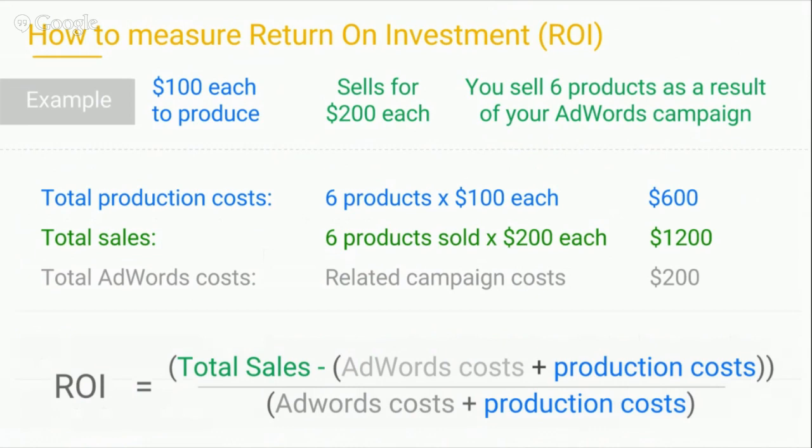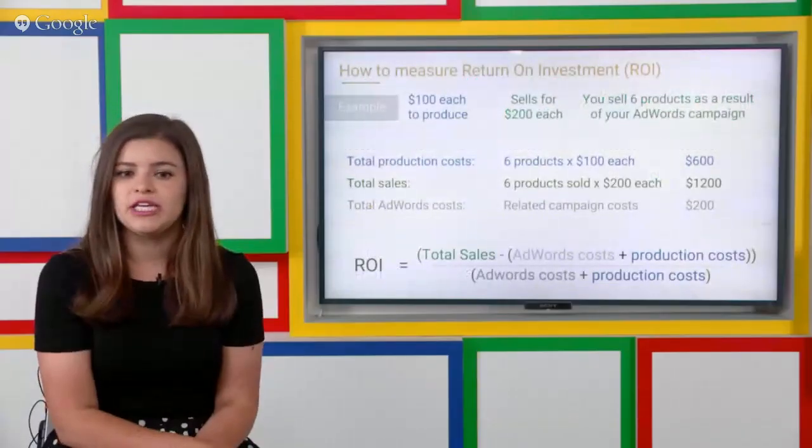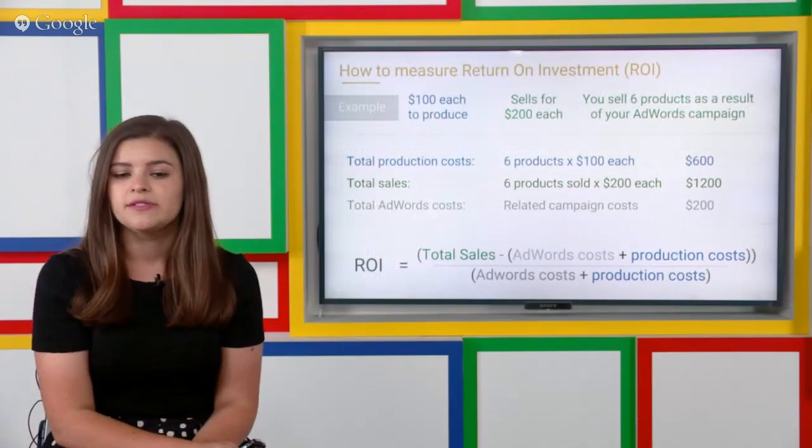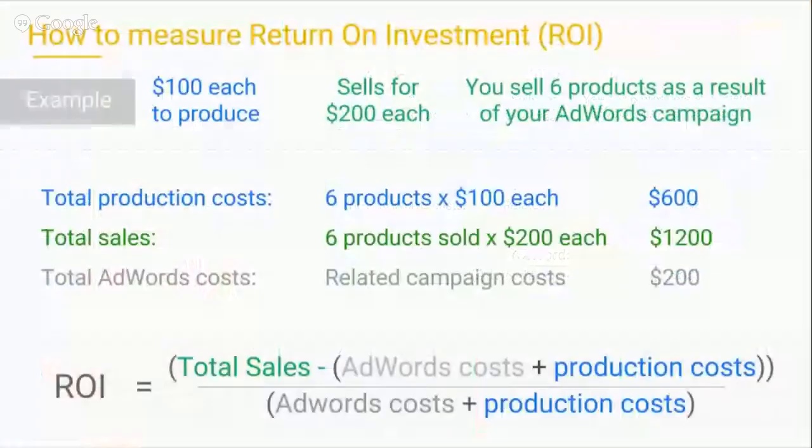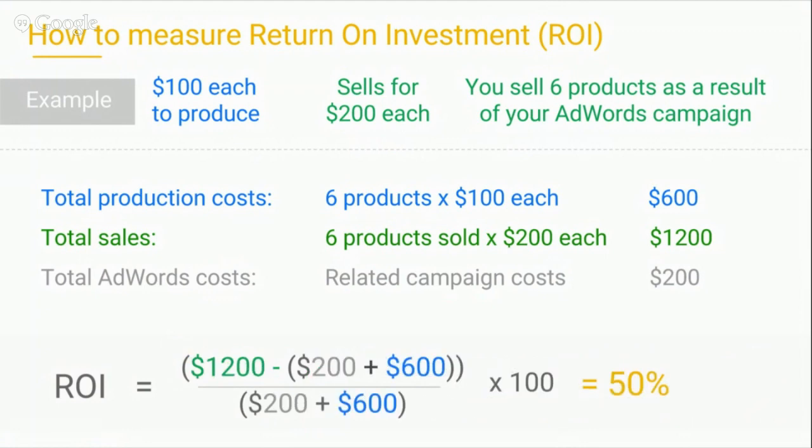To calculate your return on investment for that 2-week period, you'll just take your total sales for that period, subtract the sum of your AdWords costs and production costs, and then divide that whole total by your AdWords costs and production costs. So in this example, using this numerical data that we have, we would see an ROI of 50%, which is a really excellent return on your investment.